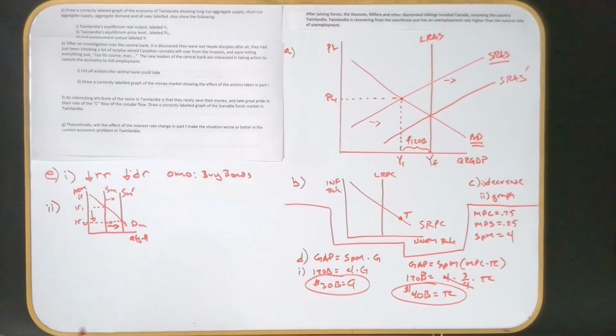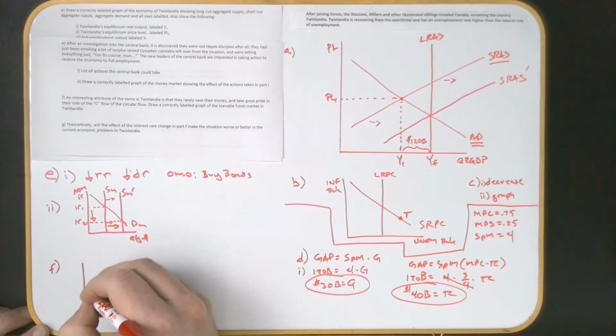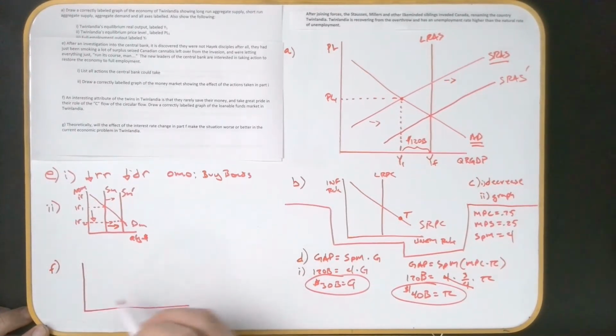Okay. F says, an interesting attribute of twins in Twinlandia is that they rarely save their money and take great pride in their role of C, consumption, in the circular flow. Draw a correctly labeled graph of the loanable funds market in Twinlandia. Okay, I think we have just enough room here to put this down here. All right, so here's a loanable funds question. All right, so you guys make your loanable funds market.